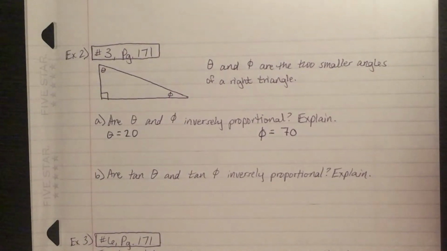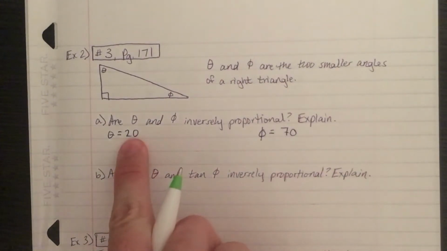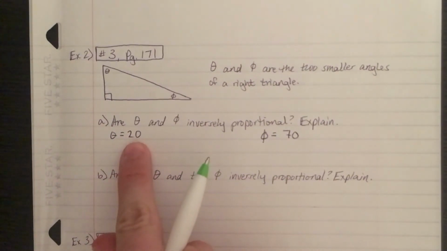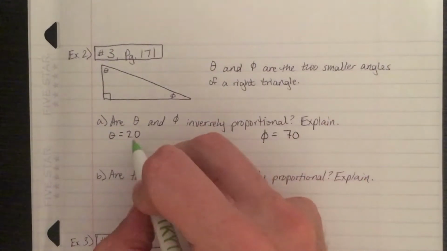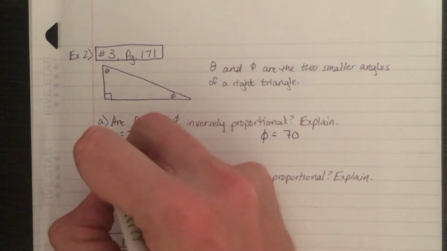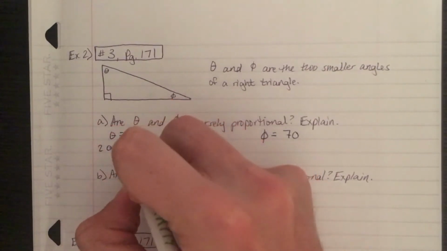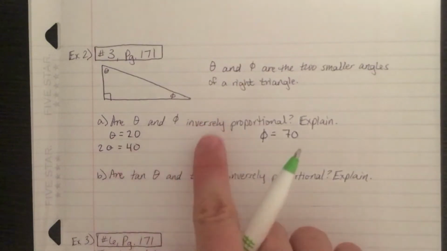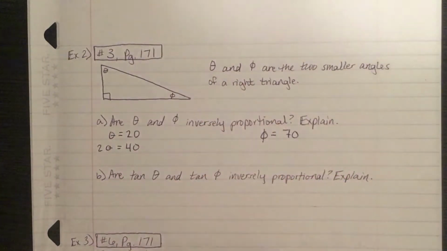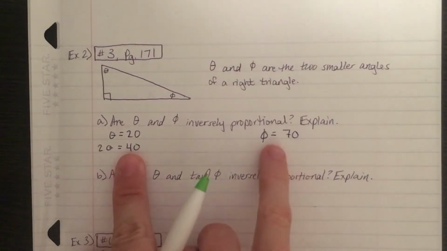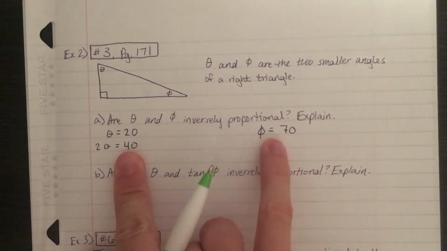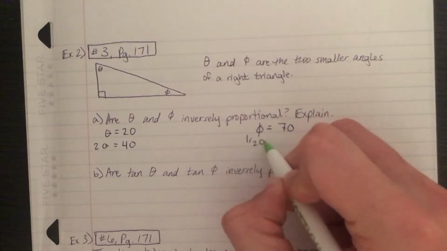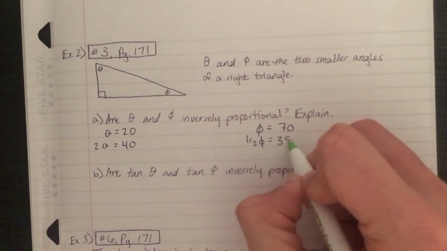Let's say we double this one right here. We're going to take theta and double it. So if theta doubles, 2 theta is going to be 40. So if these are inversely proportional, when we double this, the other angle phi here should get halved. Now, half of phi here is going to be 35.